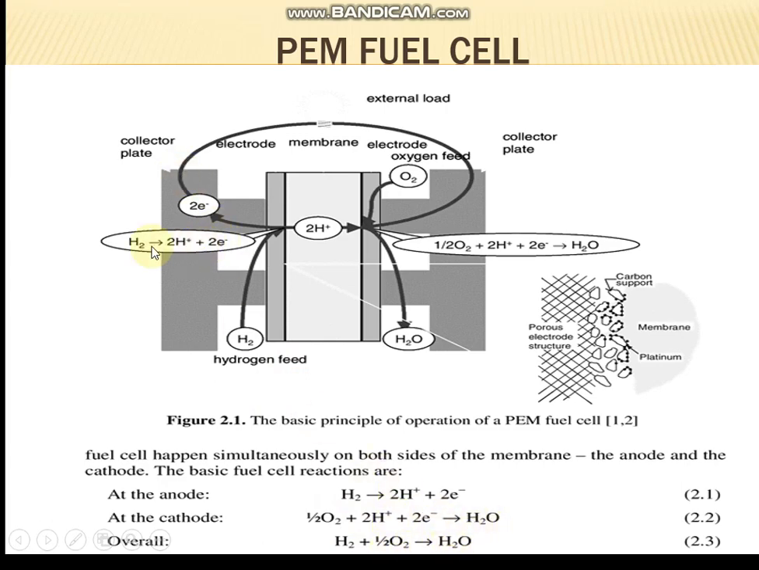So we can use hydrogen as a fuel, or, for a reversible fuel cell, we can use H2O as a fuel: first the reverse cell splits it into H2 and O2, and then we use H2 as a fuel. So this is a PEM fuel cell.